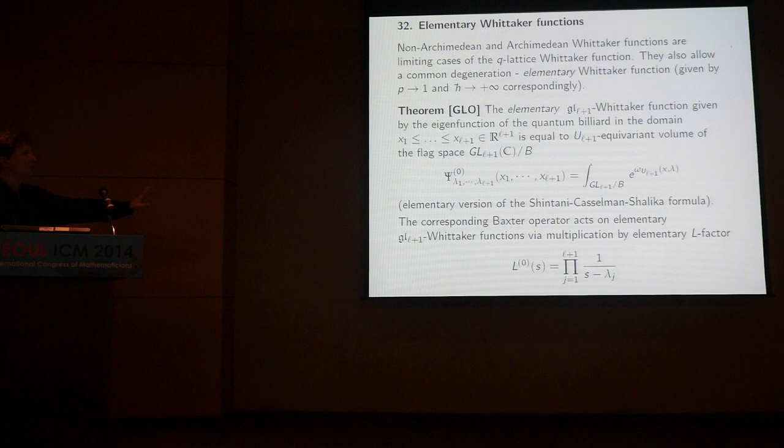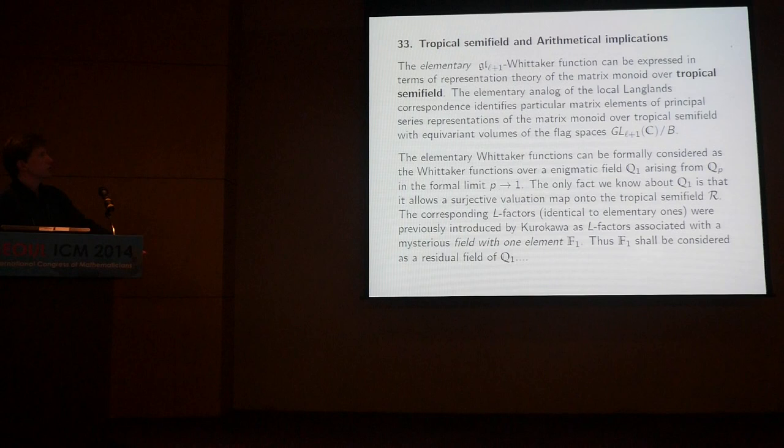All gamma functions disappear, because actually gamma functions are related to the fact that we implicitly use infinite dimensional structures like mapping disks into the flux space. This is the main reason why the gamma function appears in number theory, which is maybe new. To complete the analogy, one can ask what happens with the representation theory interpretation in this elementary setting. And the fact is that this interpretation exists in terms of the representation theory of the matrix monoid of a tropical semifield. The elementary analog of the local Langlands correspondence thus identifies a particular matrix element of the principal series representation of the matrix monoid of the tropical semifield with the equivariant volume of the flux space. That is, again, a very simple, very precise formulation.